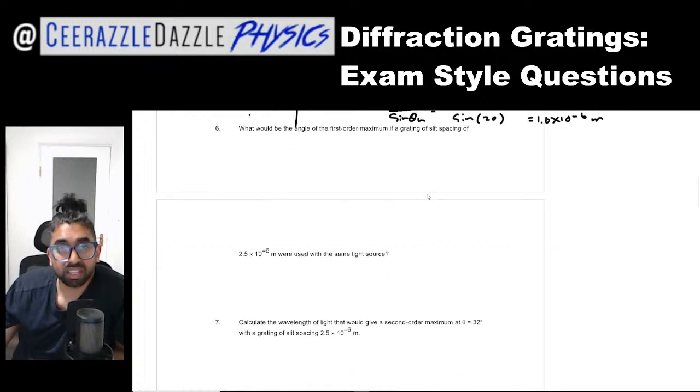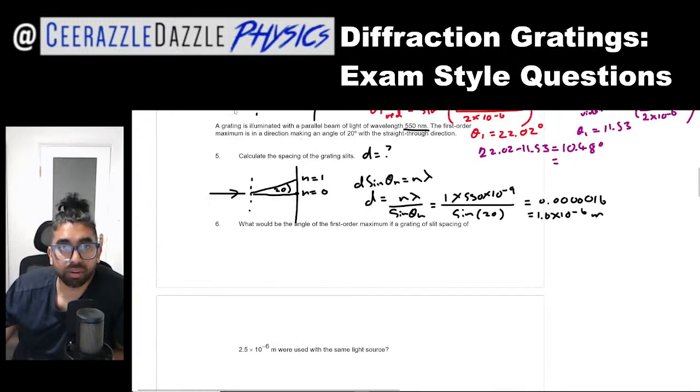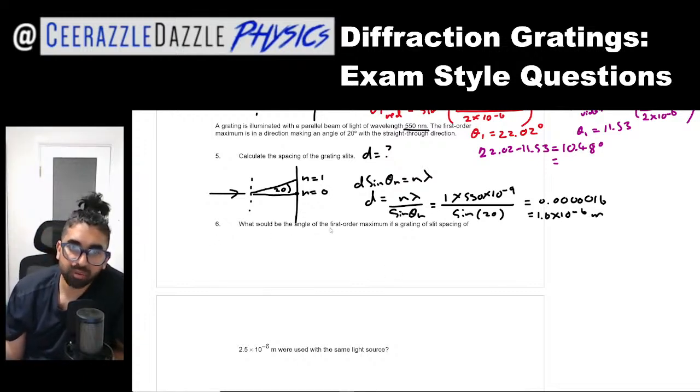All right, question 6. It's on 2 pages, but hopefully you can still read it. What would be the angle of the first order maximum if a grating of slit spacing 2.5 times 10 to the minus 6 meters were used with the same light source?